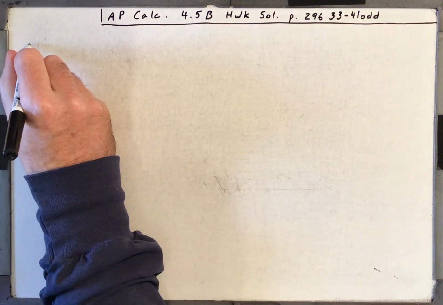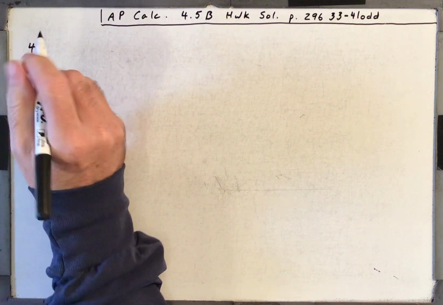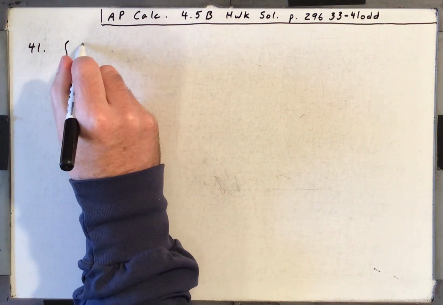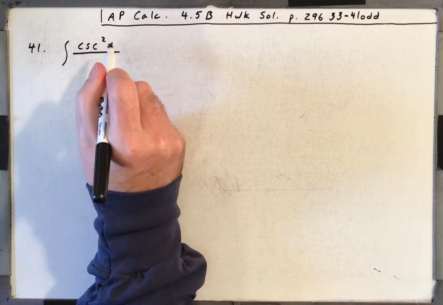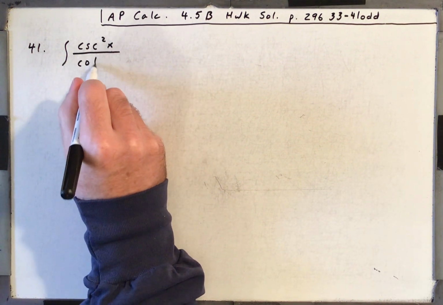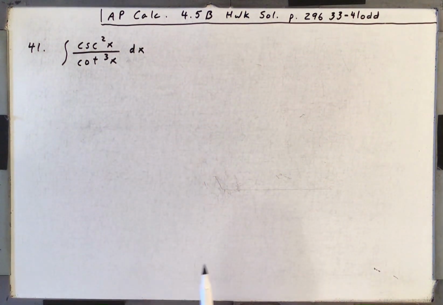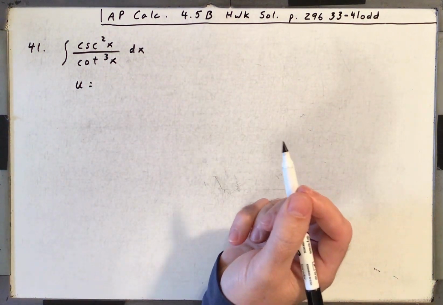All right, and then number 41. Okay, so we've got cosecant squared x over cotangent cubed x dx. Okay, what can I pick for a u if you take the derivative of it is sitting in the problem?